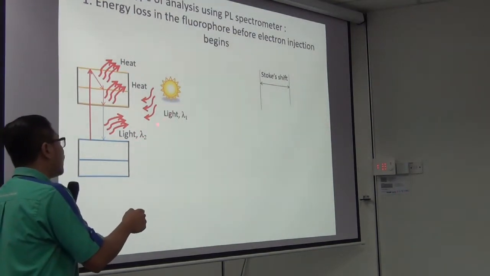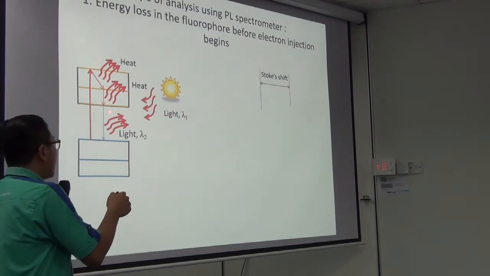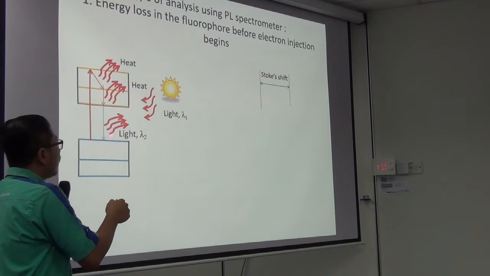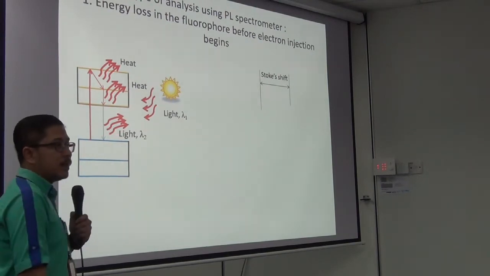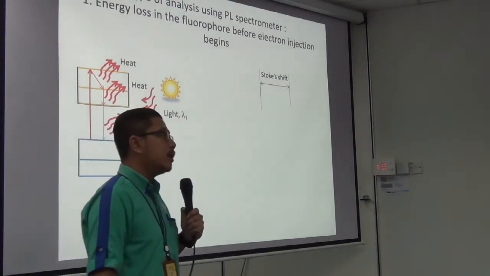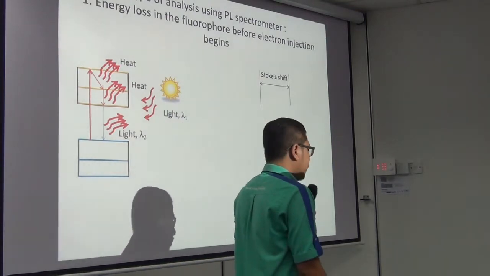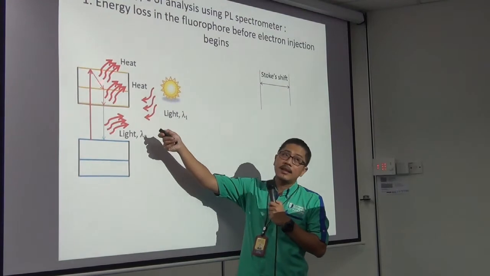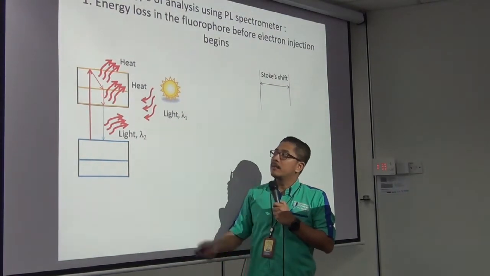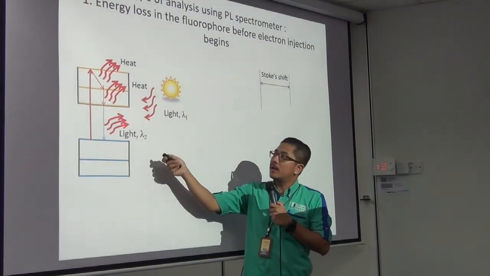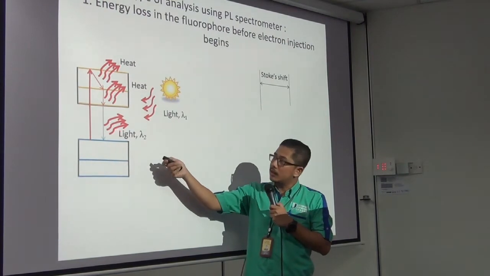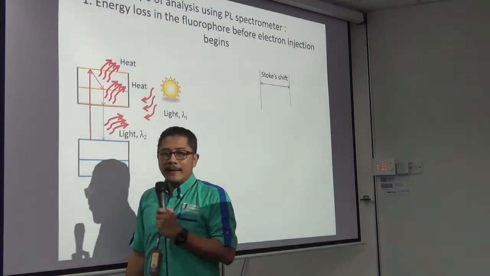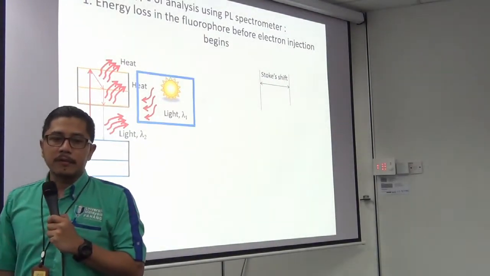Lambda 2 is bigger than lambda 1, which means that the energy emitted by the recombination is lower than the energy absorbed. This is the energy conservation principle. Because some of the energy already released as heat, energy has been lost. That's why the energy of this emitted light is lower than the energy of the absorbed light. So what can we observe?